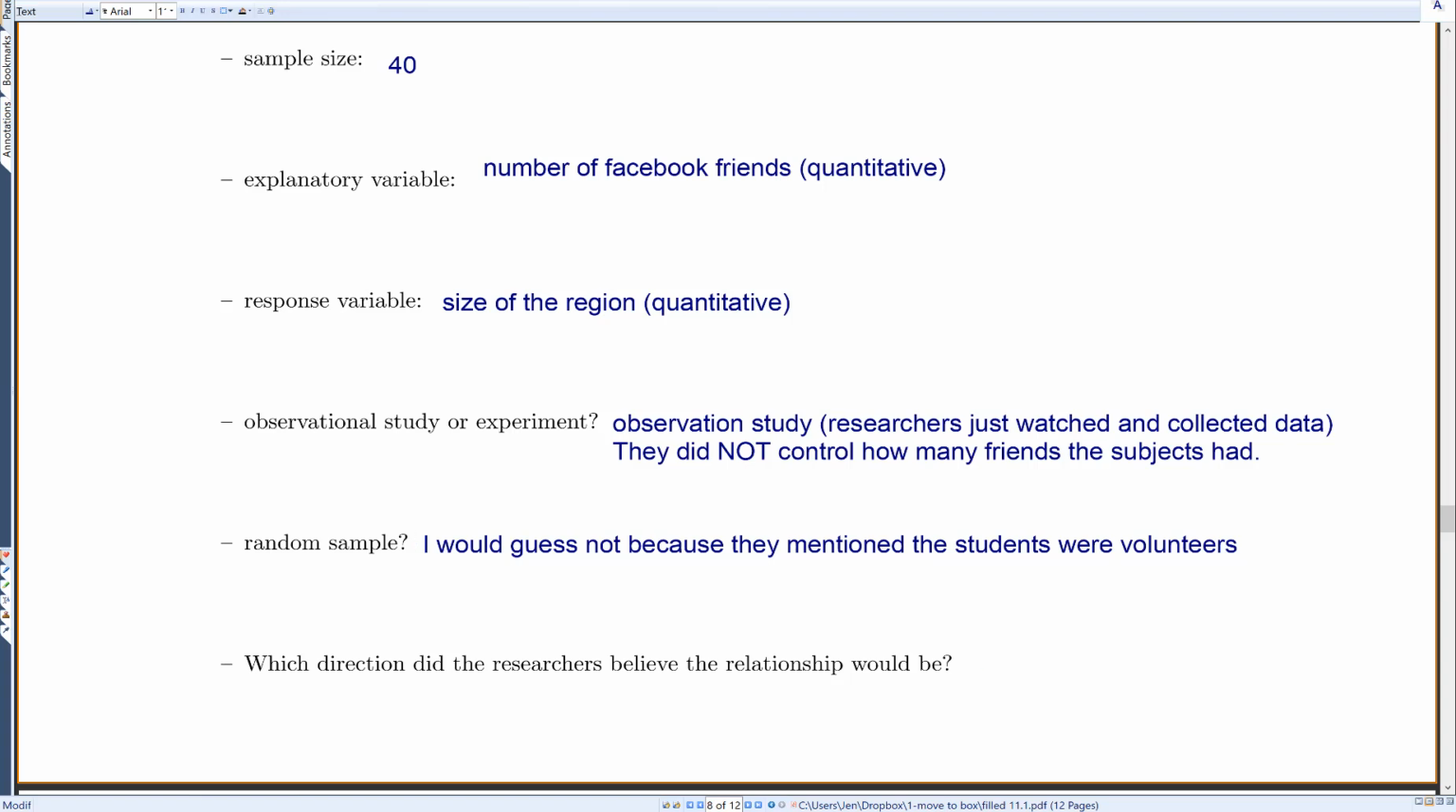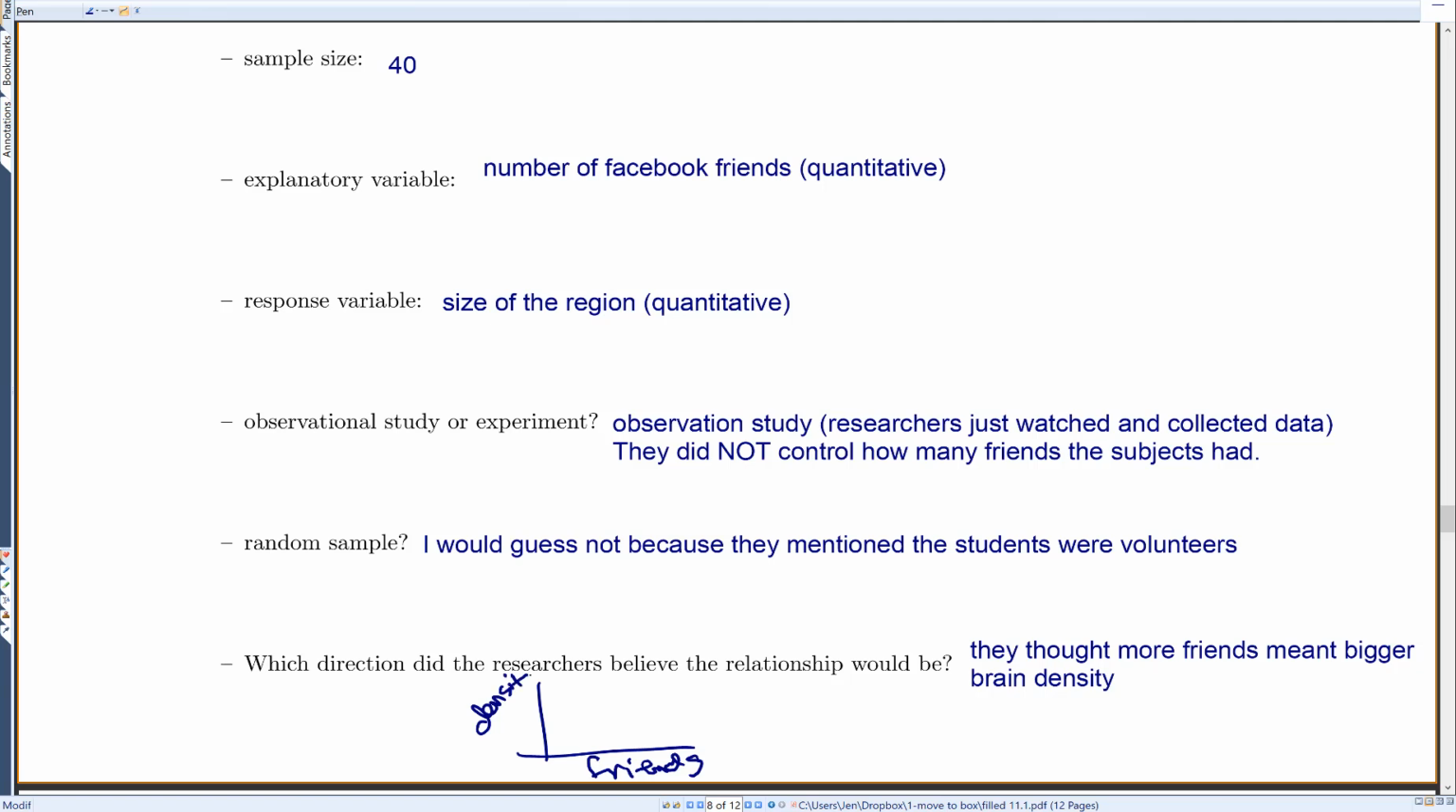And what direction did the researchers believe the relationship would be? Well, they thought more friends meant bigger brain, or maybe I think it's actually measuring density. So bigger brain density or higher brain density. So they think that if you have friends here and your density here, that it should probably be going up, right? More friends means more density, so they're guessing it's going to be a positive association. Always draw it out and then try and figure out how to answer the question.